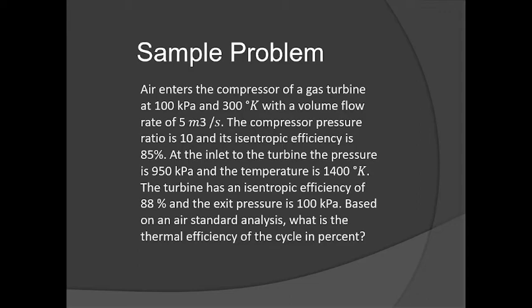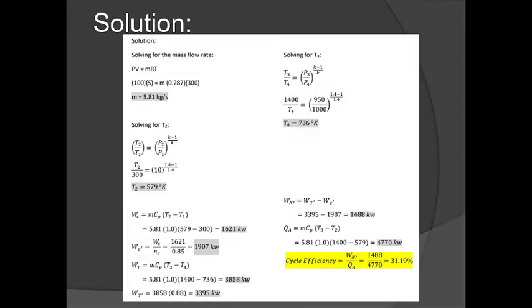So for air standard analysis, we can use k of 1.4 and Cp of 1.0. So here's the solution. First we solve for the mass flow rate. We already have the pressure and the volume flow rate, and since air is standard, we can use 0.287 kilojoules per kilogram Kelvin times the temperature, which is 300 Kelvin. So we can find the mass flow rate, which is 5.81 kilograms per second.